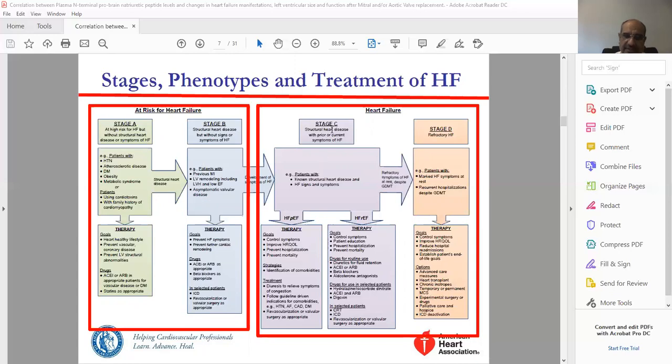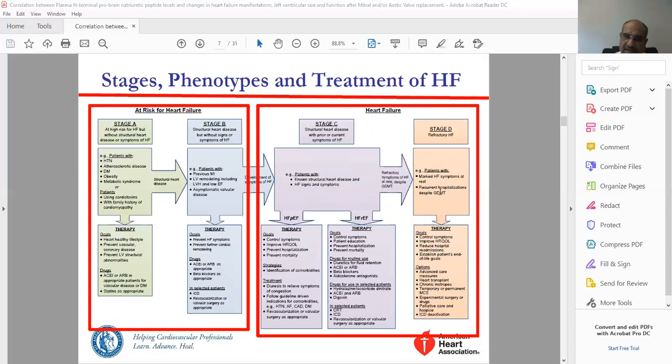And then we have stage C heart failure when there are symptoms of heart failure, either now or prior heart failure symptoms. Even if the patient had heart failure symptoms and is now asymptomatic, this patient is stage C. So any prior or current heart failure symptoms are considered stage C. Stage C never goes back to stage B, it's only a one-way direction.